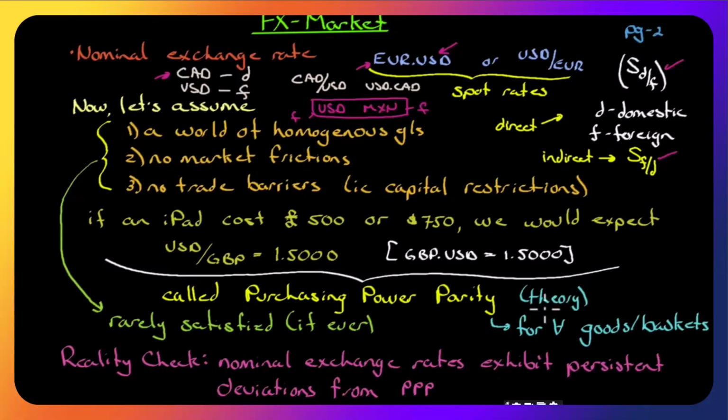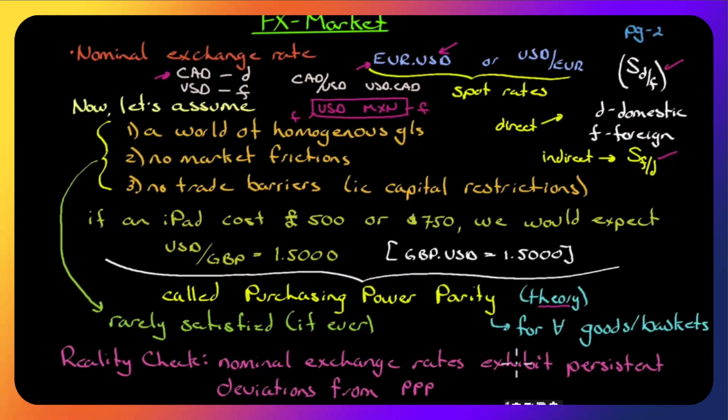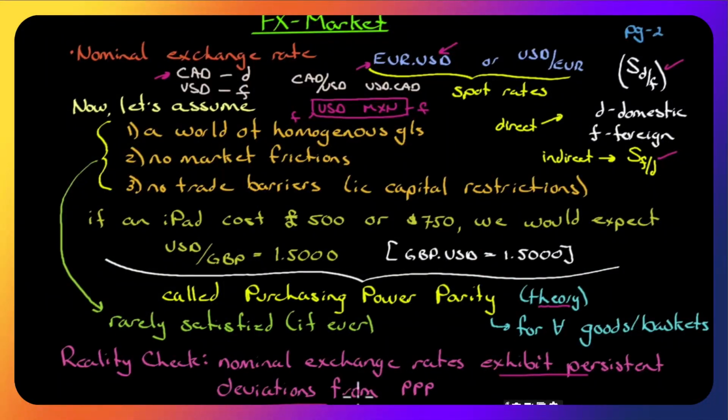Now, let's express this as a theory. And this purchasing power parity holds in this theory for all goods or baskets of goods. But these assumptions are rarely satisfied, if ever. There's some reality check here. Nominal exchange rates exhibit persistent deviations from purchasing power parity. So when you get to level 2, there's a lot more about currencies there. We start to ask the question, is there something in purchasing power parity that can tell us whether a currency is overvalued or undervalued? Well, if they exhibit persistent deviations from purchasing power parity, maybe not. But we'll see more of that at level 2.